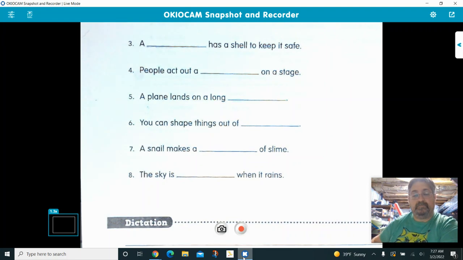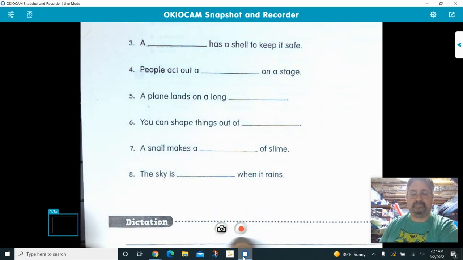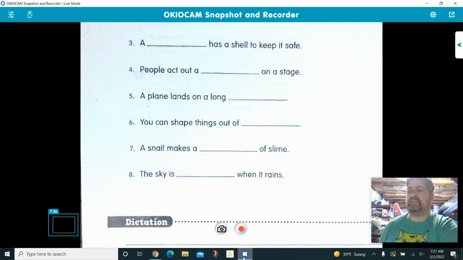All right. Today's dictation is a sentence. Okay? I'm going to read one sentence. It's not a very long sentence, but I'm going to read it out loud. I need you to write that sentence on this line right here on the bottom. The sentence is, she will paint the tray. She will paint the tray.